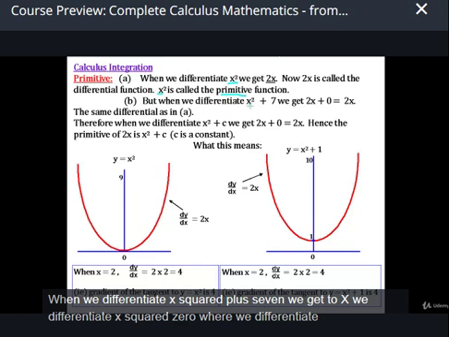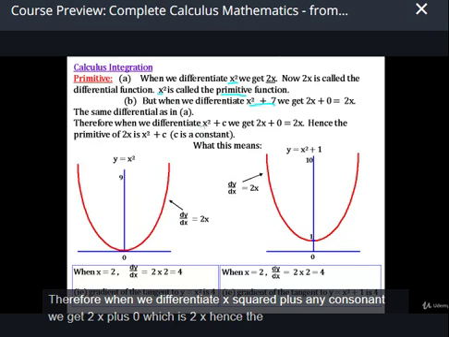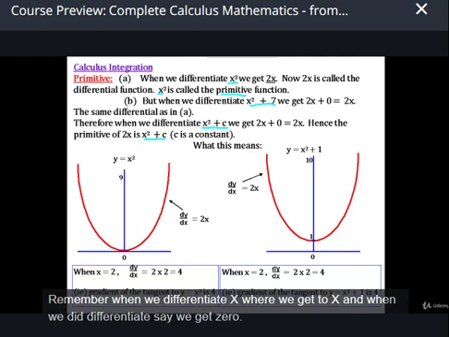When we differentiate x squared plus 7, we get 2x when we differentiate x squared, and 0 when we differentiate 7. It's the same answer, notice, 2x, the same differential as in part A. Therefore, when we differentiate x squared plus any constant, we get 2x plus 0, which is 2x. Hence, the primitive of 2x is x squared plus c, where c is any constant. Remember, when we differentiate x squared, we get 2x, and when we differentiate c, we get 0.